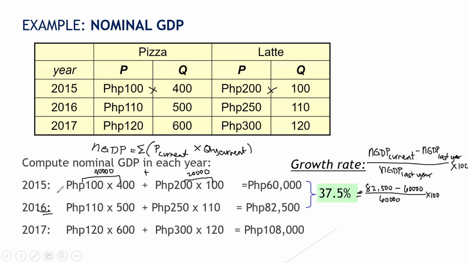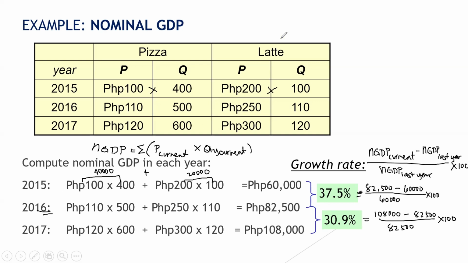Using your calculator, you can compute the value, which is 37.5%. Now if we're going to compute the growth rate in 2017, the same concept, you just simply use this formula. Of course, we have here 108,000 as the current GDP in 2017 minus the last year's GDP in 2016, which is 82,500, divided by 82,500 times 100. So we have here 30.9%. So that's how you compute the growth rate.